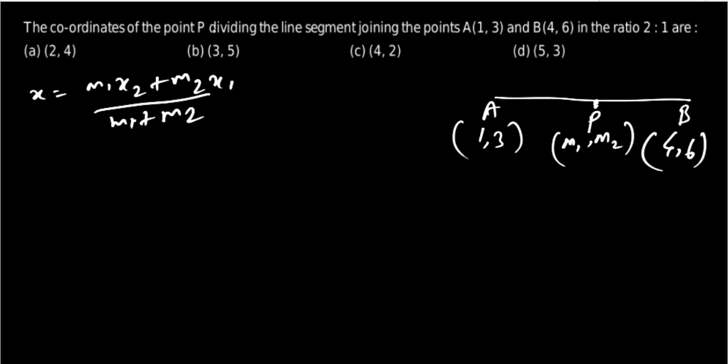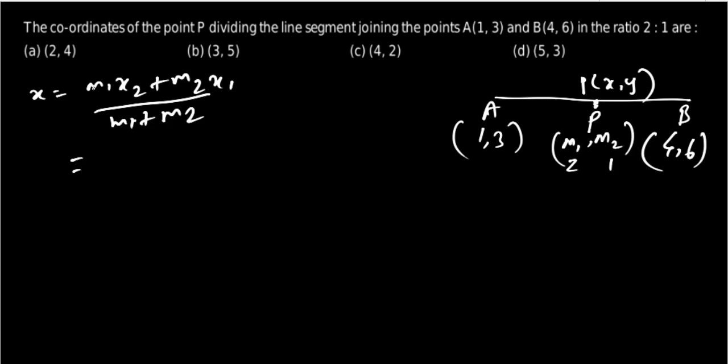So the point P is dividing in the ratio 2:1. So M1 is to M2 equal to 2:1. M1 is 2 and M2 is 1. And at this point P, P of x, y, we need to find out. So the point x we have to get from this.